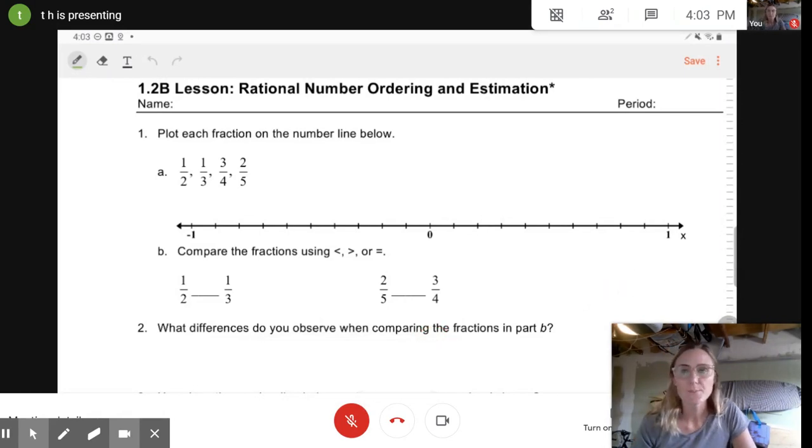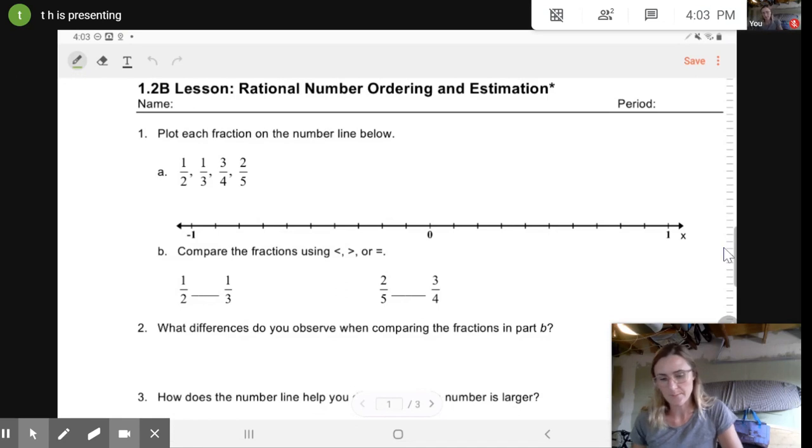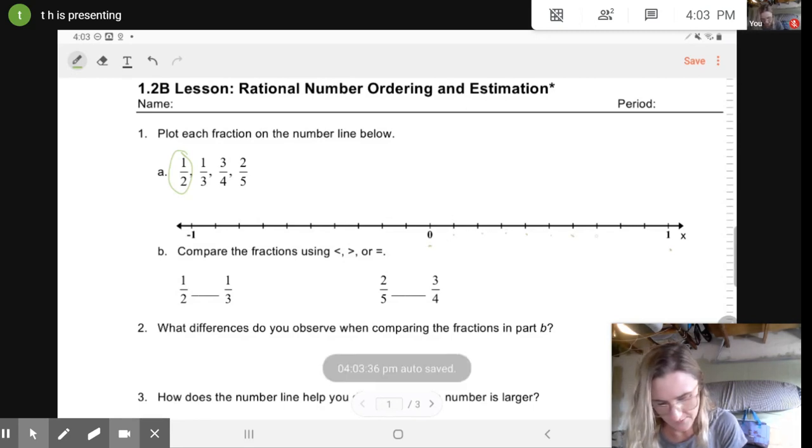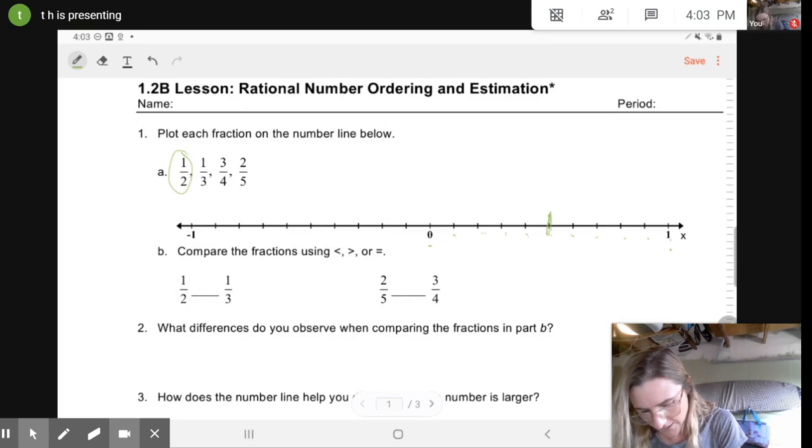It says plot each fraction on the number line below. So let's start with half. If I'm going to plot this on the number line, here's 0 and here's 1, and it's 1, 2, 3, 4, 5, 6, 7, 8, 9, 10 sections. So I'm just going to count 1, 2, 3, 4, 5. Right here, we would have half.